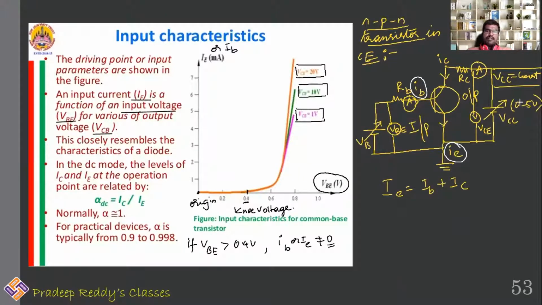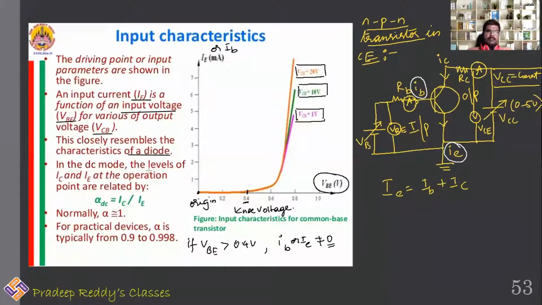And for different values of VCC, you can take 1 volt, 10 volt, 20 volt. The graphs are alike with a slight increase in the current, right? That's number 2. This closely resembles the characteristics of a junction diode. This graph is exactly similar to that of a junction diode in forward bias.